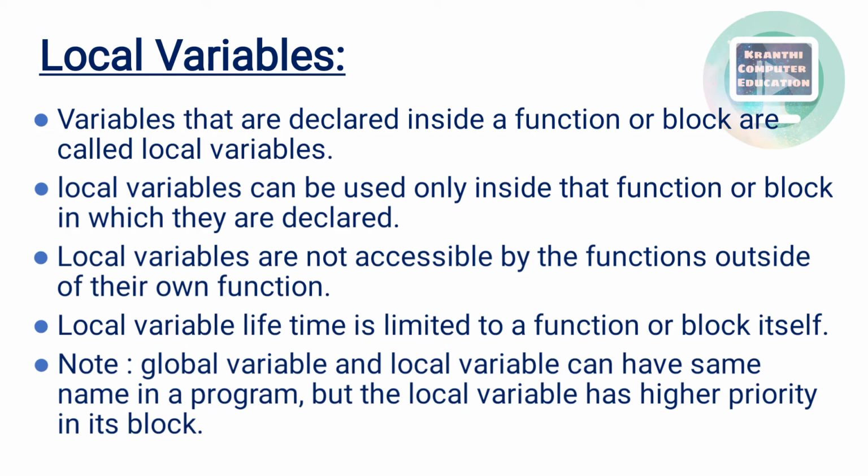Here is a note, a programming tip. A global variable and a local variable can have the same name in a program, but the local variable has higher priority in its block. If you create a global variable and a local variable with the same name, and you display the variable's value inside the function, only the local variable's value is displayed, because the local variable has higher priority than the global variable.